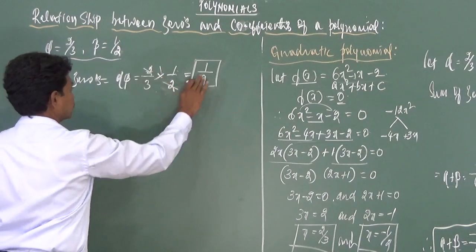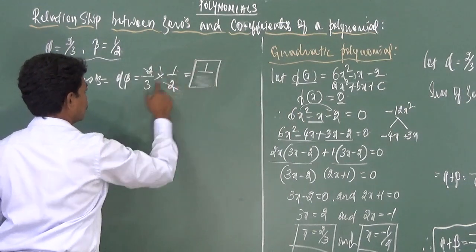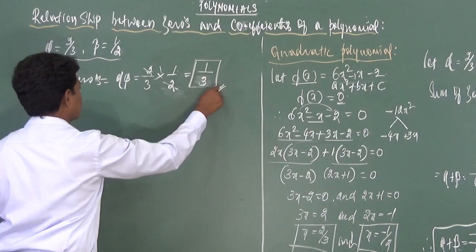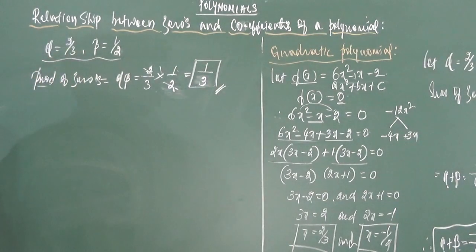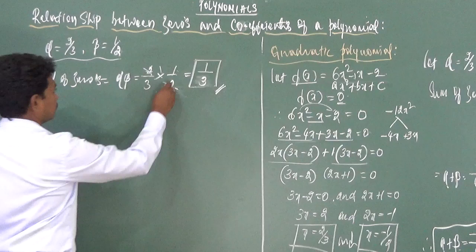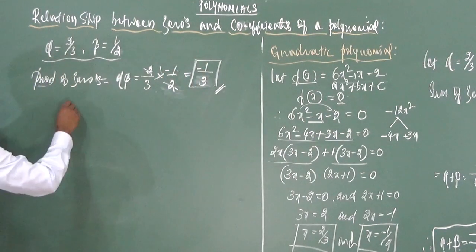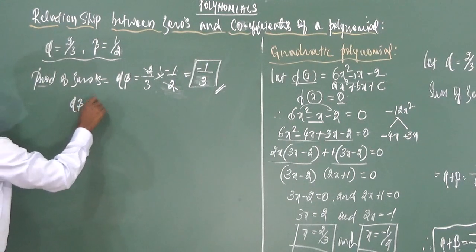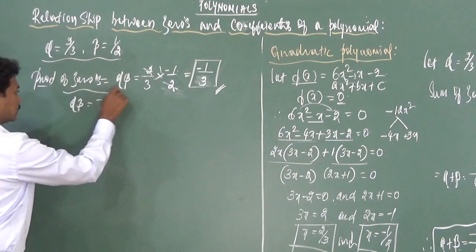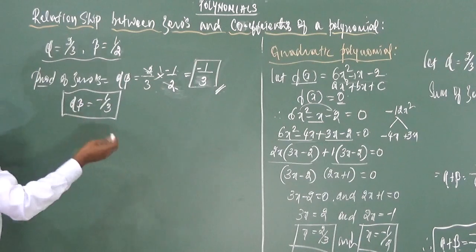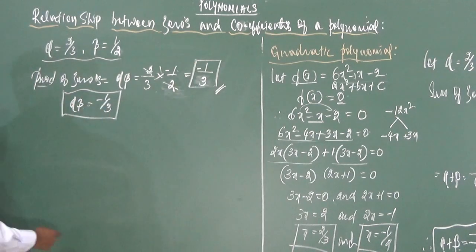So 2 and 2 cancel, so we are left with 1 into 1 is 1, 3 into 1 is 3. So the product of the zeros is 1 by 3. So this is minus 1 by 3. Okay, now we have alpha beta, that is alpha into beta, as minus 1 by 3. So let us see how it comes when we compare this with the coefficients of the polynomial.